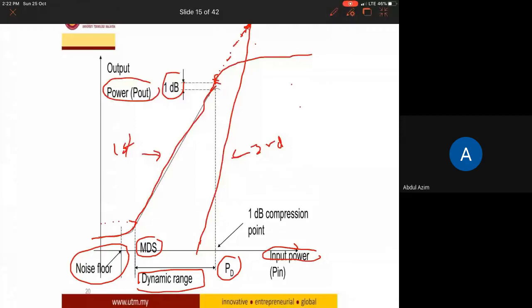So why do we need this? Because we have some calculations related to this operation to know the region of operation. So we can calculate some of the operation here.